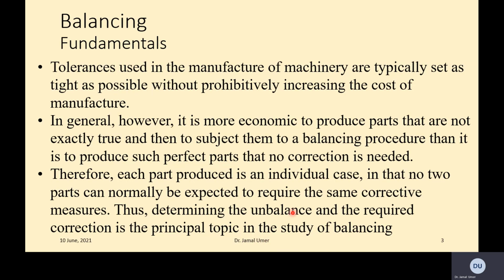So determining the unbalance and the required correction is the principal topic in the study of balancing. So the study of balancing really requires a two-step study. First, you have to determine what correction is required, so determining the unbalance and the required correction. Remember this when we are doing the balancing problems in the coming slides. These two steps we will follow. First we will find out what the unbalanced forces are, and the second step is how to correct that.